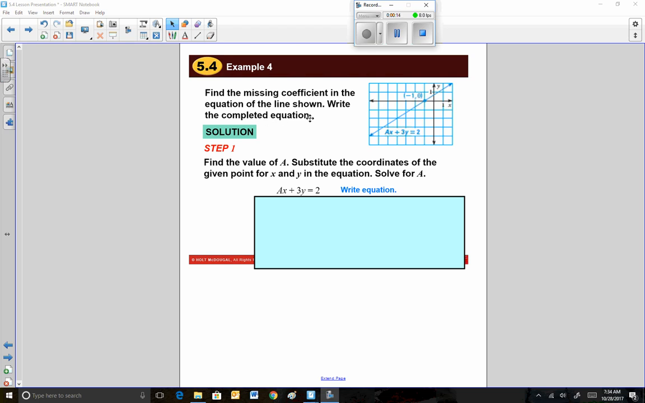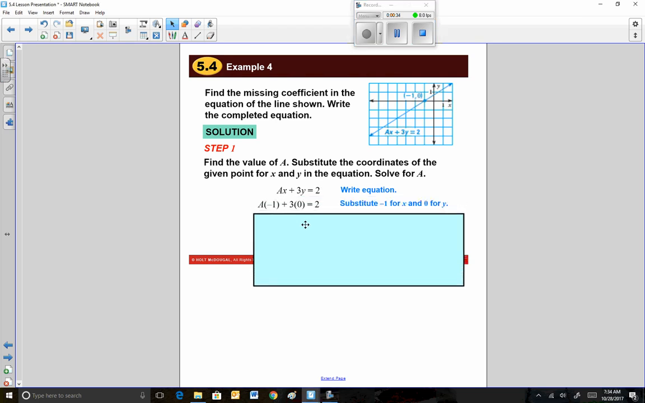Write the completed equation. So when we take a look at this equation here, ax plus 3y equals 2. That's given to you by the publisher, and you need to figure out what is the number that's supposed to be there. So how do I go about doing that? First of all, I'll write the equation down. All right, now second of all, let's take a look.